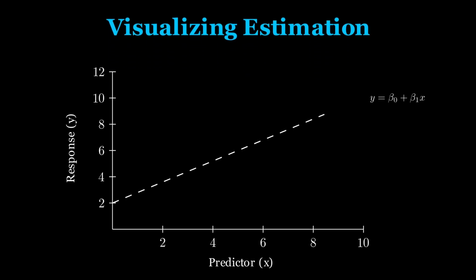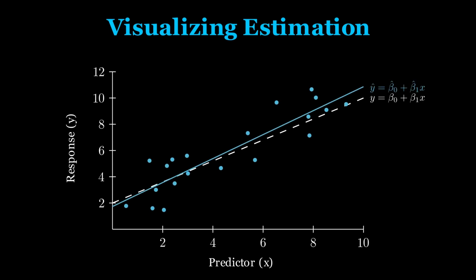Let's visualize what estimation really means and why different samples give different results. The population regression line, shown here as a dashed line, represents the true relationship between y and x. In practice, this line is unknown. We typically cannot directly observe it. Now let's randomly sample 20 data points from this population and fit a least squares line. The blue line is our estimate, the best we can do with this particular sample.